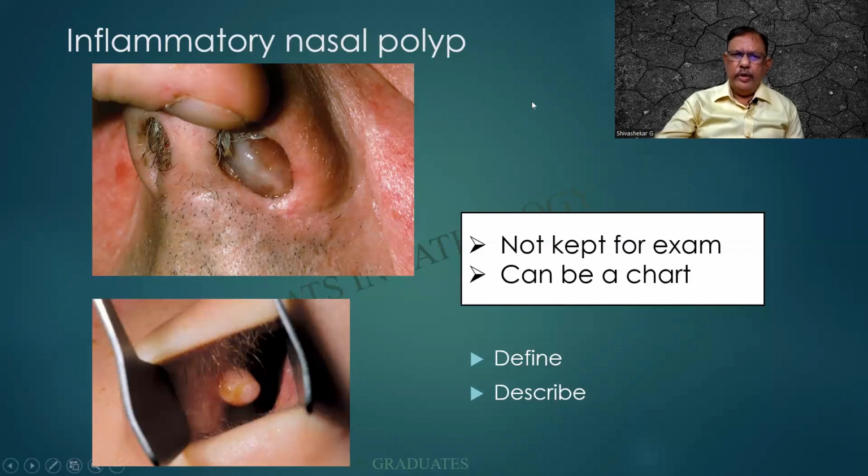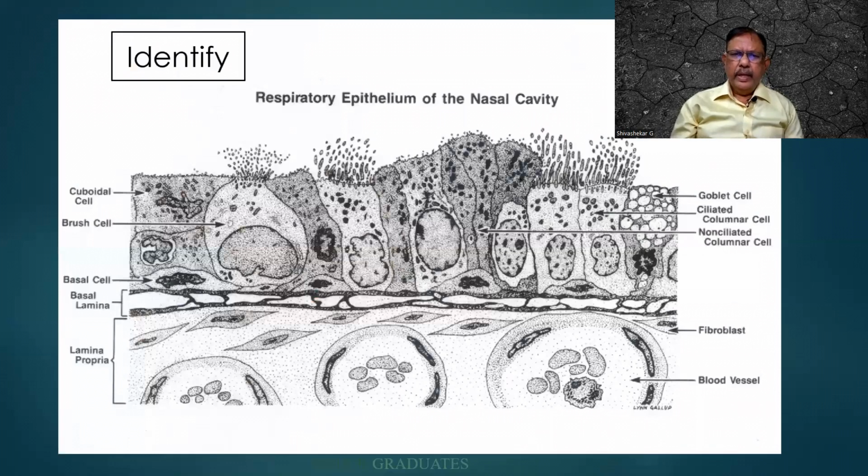These are questions for you in ENT. Definitely, these will not be kept for the exam, but can be part of a chart that is being constructed in various centers. So you will have to define a polyp and you will have to describe. It can be pedunculated, it can be sessile. This is an important diagram for the subsequent histology slides.